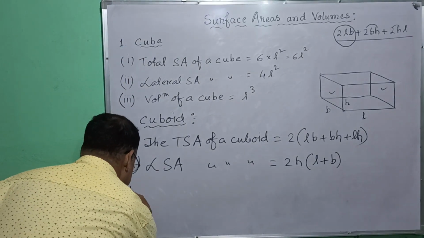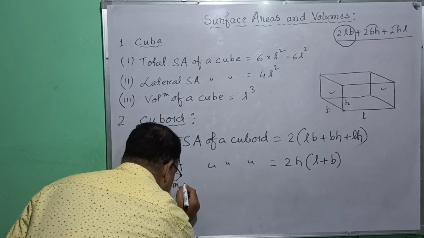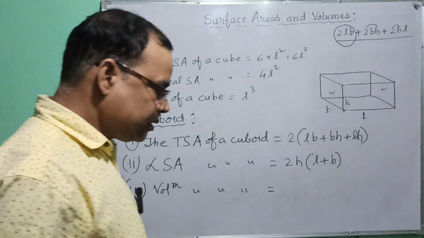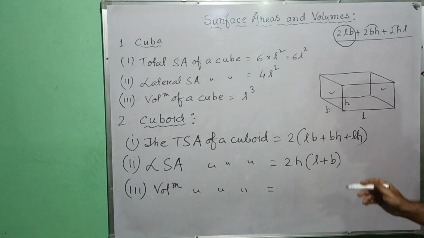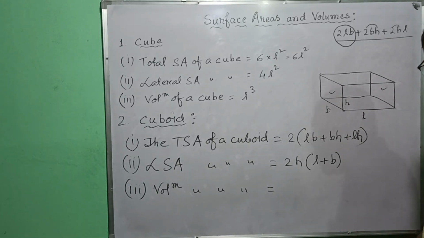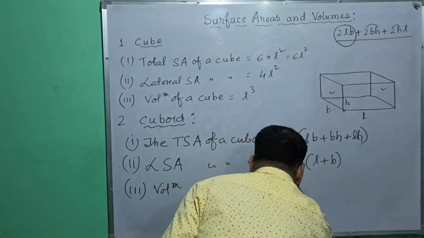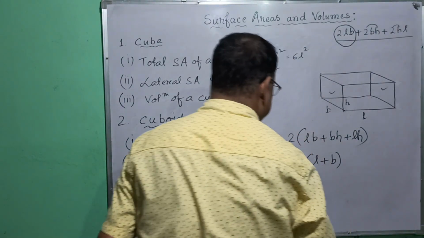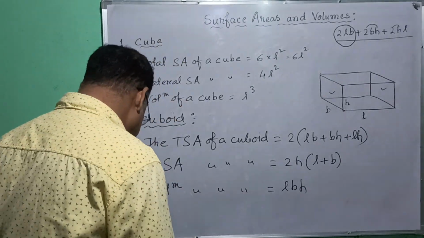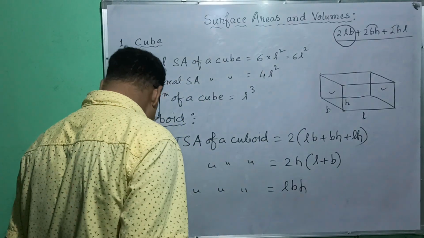Now number 3, we will write volume of a cuboid. So what is the volume of a cuboid? In case of cuboid, all the 3 dimensions are different, that is L, B and H. So we just multiply all the dimensions to get the volume of a cuboid. So here it will be L, B, H. So this is the formula of volume. So these are the 3 formulas of cuboid, and those are the 3 formulas of cube.